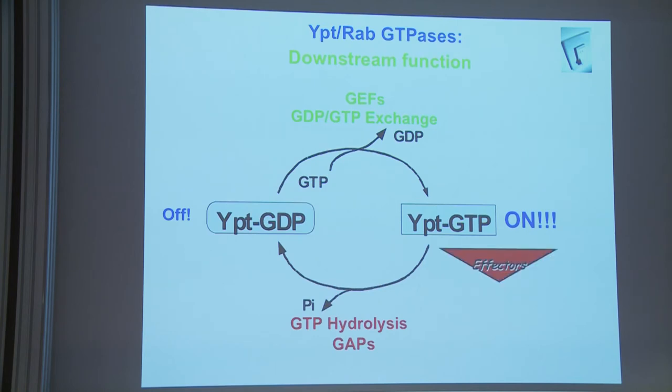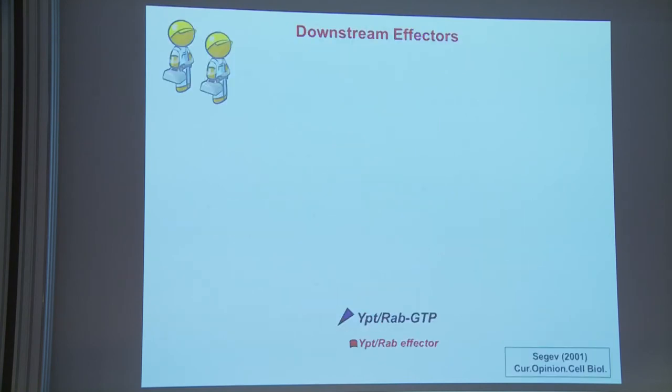that when they're on, they interact with these proteins. So they interact with these effectors. This means that they are on. Okay, so who are these effectors? These are the people who really do the work, unlike those activators which only turn them on and off, okay? So these are the people who really do the work. Who are they? They are all people who you already know.